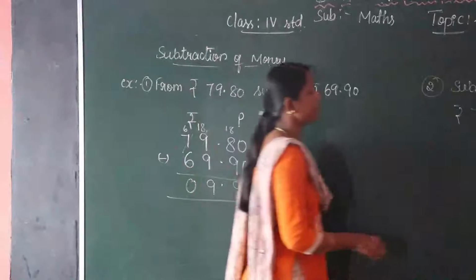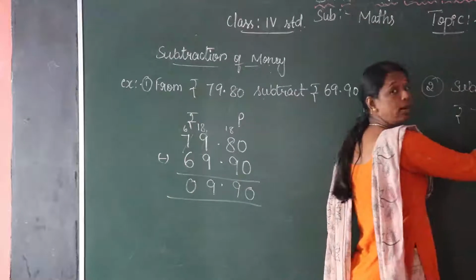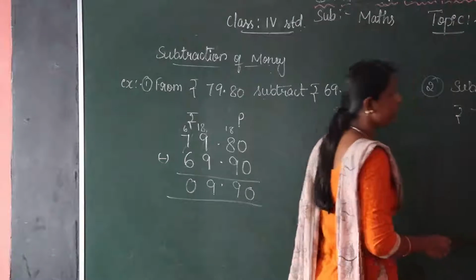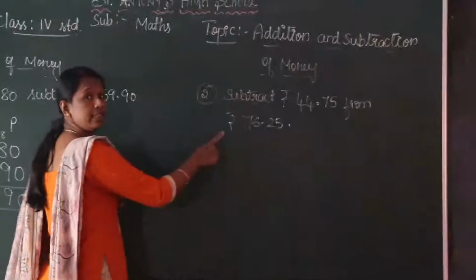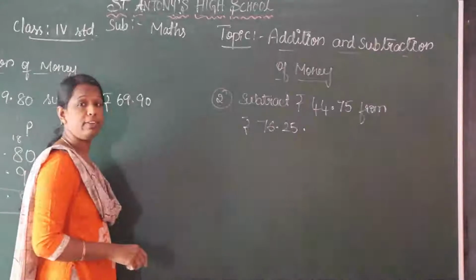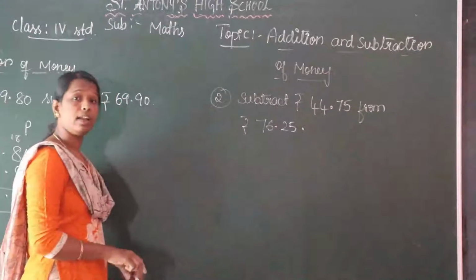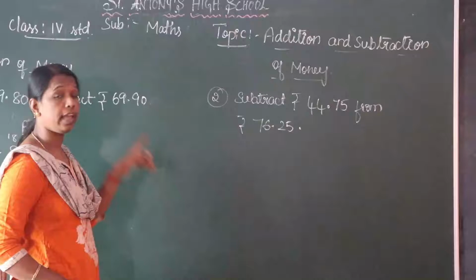The answer is rupees 9.90 paisa. Next, second sum. Subtract rupees 44.75 paisa from rupees 76.25 paisa. Observe children, 'from', read the question carefully.